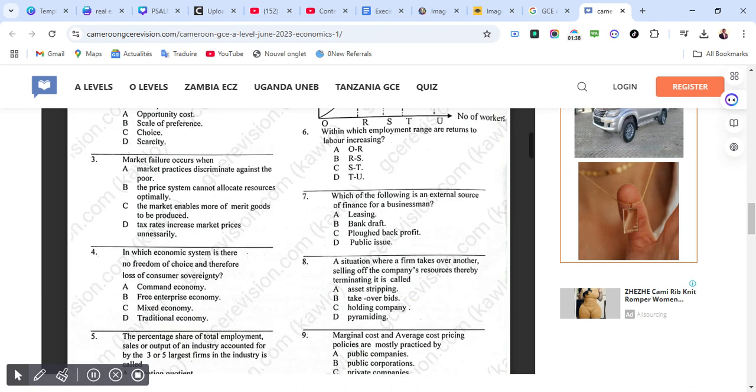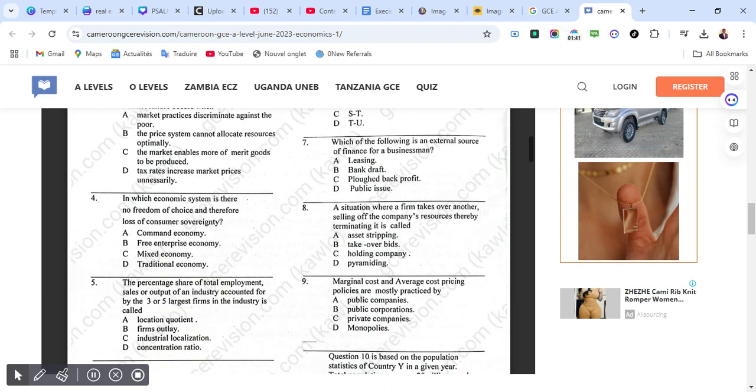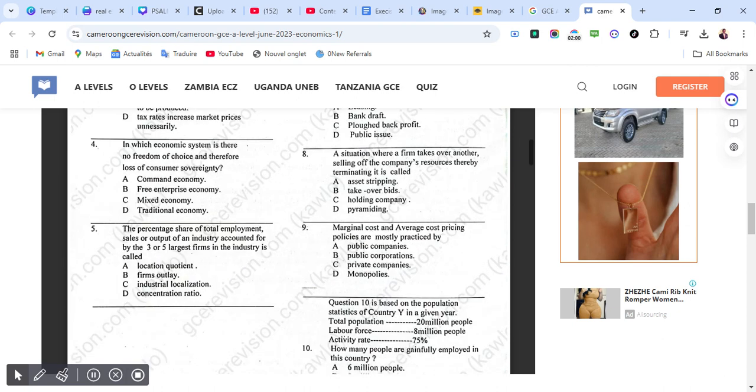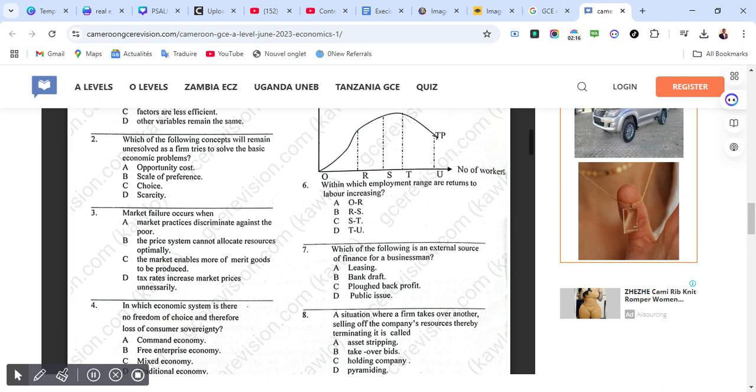4. In which economic system is there no freedom of choice and therefore loss of consumer sovereignty? The correct answer is A, command economy system. The percentage share of total employment, sales or output of an industry accounted for by the three or five largest firms in the industry is called, correct answer for 5 is D, concentration ratio.